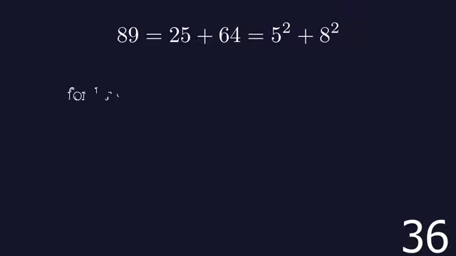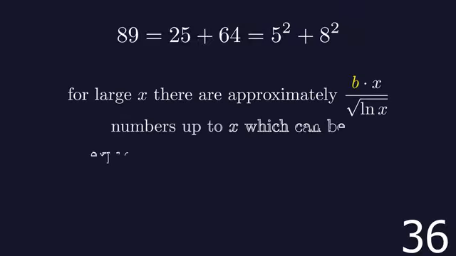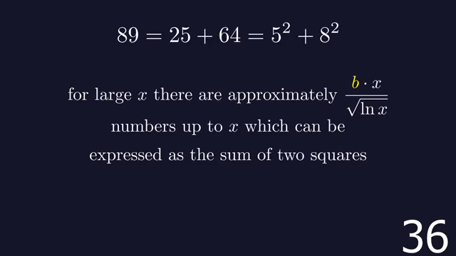The number 89 can be expressed as the sum of two squares. If we have a large number x, the total number of positive integers below x that can be expressed as the sum of two squares is approximately equal to b times x over the square root of ln of x.